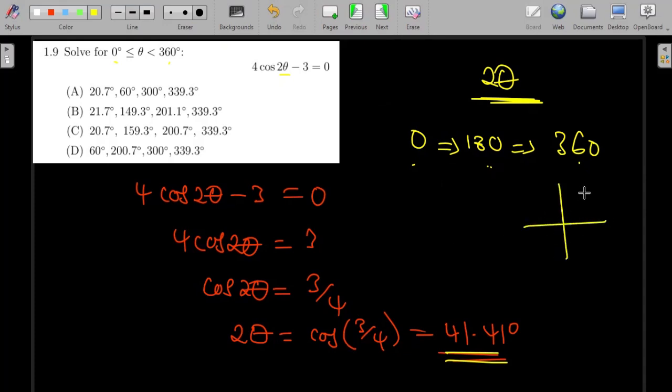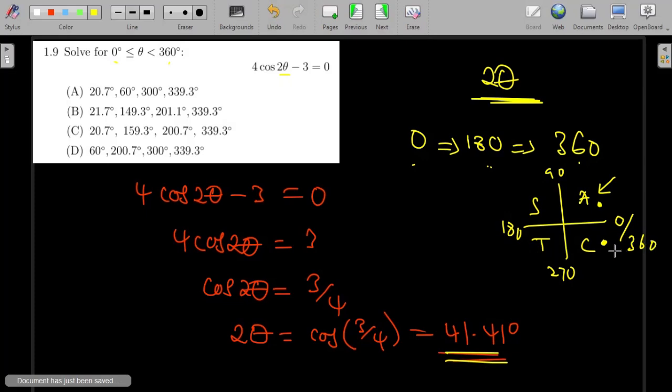So if I draw my quadrants, all students take coke, right? So the cosine is positive here and here. It means this one is the angle in the first quadrant, because this is 0, 90, 180, 270. Then I come back to 360. So the angle, this one, 41, is there. So I need to find another angle, which is here.